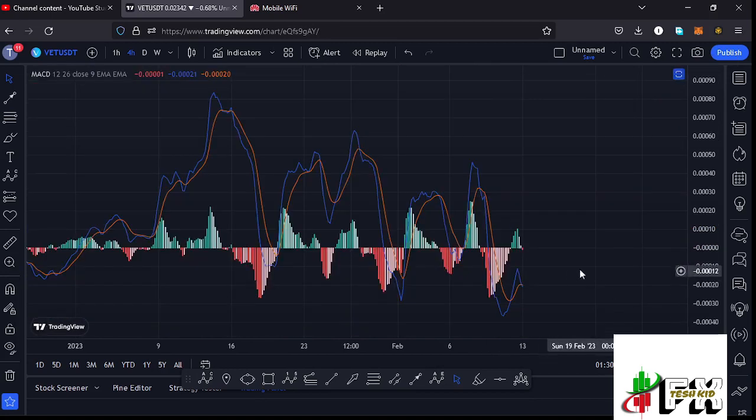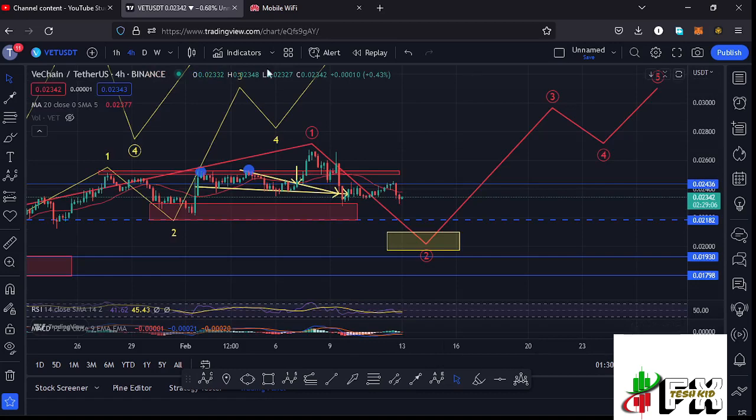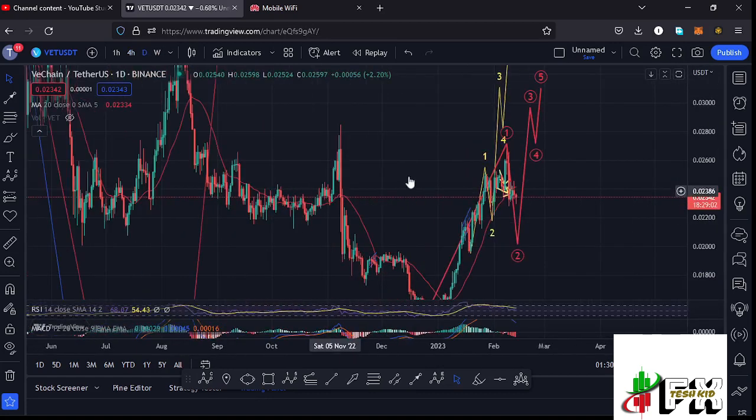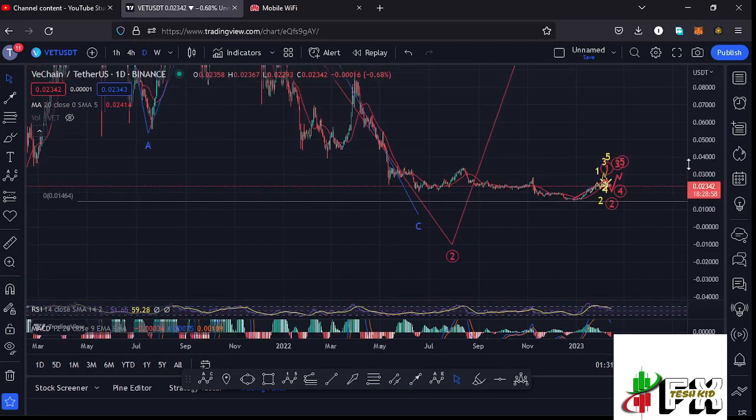Also taking a look at the MACD, we have been able to print a bearish cross, but we are yet to see an increase in the selling momentum here on the MACD to fully support the formation of that second wave. And jumping to the daily charts to give you the long-term scenarios that I'm expecting to play out, basing it on the Elliot wave structures.